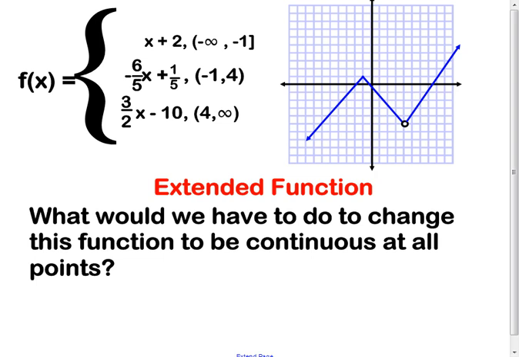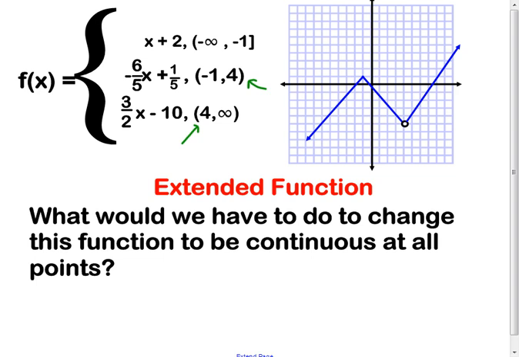You can see, looking at the domain restrictions here, we come up to 4 and then start again after 4, but there is no definition for what happens at 4. And this sometimes happens in computer programming and some other areas where we have holes in a function and we want to take care of that. And that's called extending the function. Extending the function is adding something to it so that it will then become continuous.